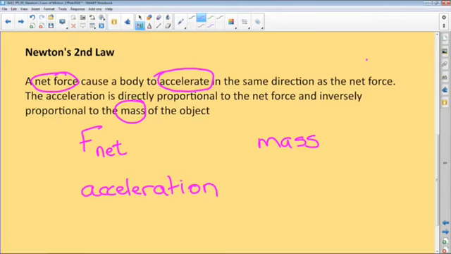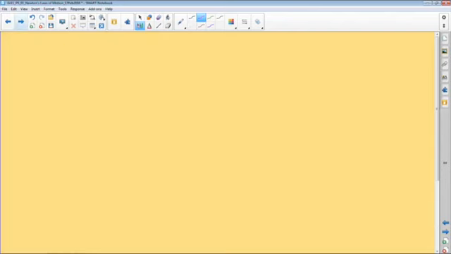So Newton's second law: a net force causes a body to accelerate in the same direction as the net force. The acceleration is directly proportional to the net force and inversely proportional to the mass of the object. So I gave you the three things that are important here: F net, or net force, your acceleration, and your mass. So let's just go over these three things carefully, so we make sure we know what these three terms mean.